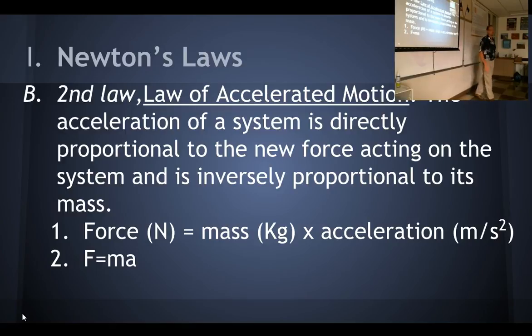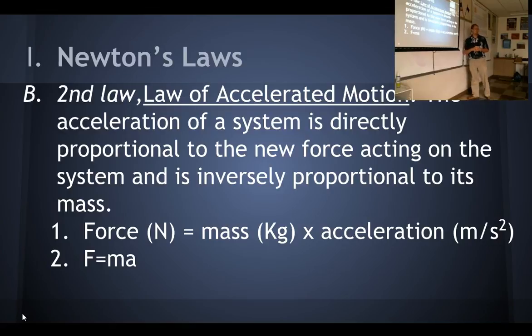The acceleration of a system, if something is being accelerated, is directly proportional to the net force acting on the system and is inversely proportional to its mass. So what this means is that a, acceleration, equals F, directly proportional to the force, divided by m, inversely proportional to the mass. And that is true. You can say a equals F over m.